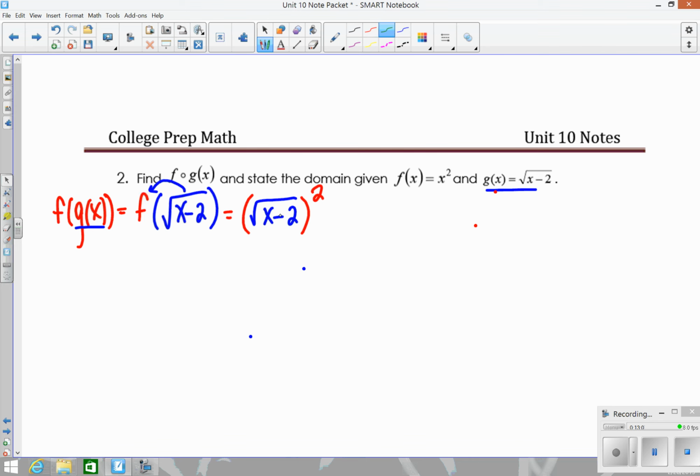So if you square a square root, we know that those cancel each other out, so we're left with x minus 2. So that means f of g of x is equal to x minus 2. So now what it asks us to do is to find the domain. So how do we go about finding the domain?